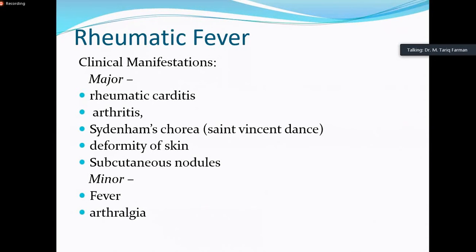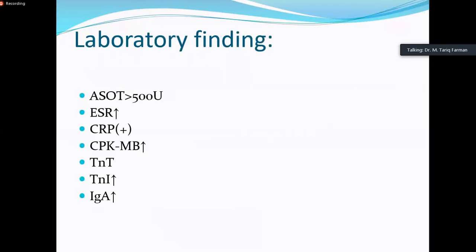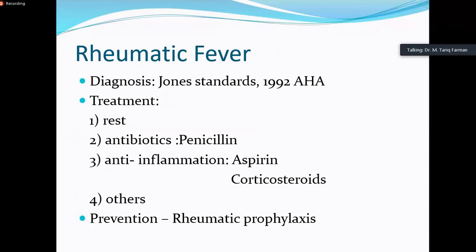And if the patient has two of these major criteria, then again you can diagnose rheumatic fever. And fever, arthralgia, raised ESR, CRP, prolonged PR interval, these are the minor criteria. Raised ESR, CRP, troponin T, troponin I, and hemoglobin A may be elevated in rheumatic fever.